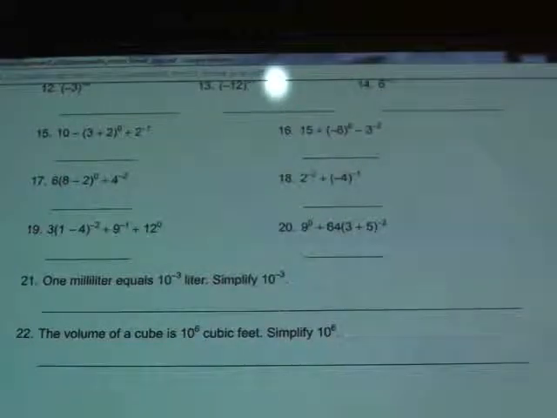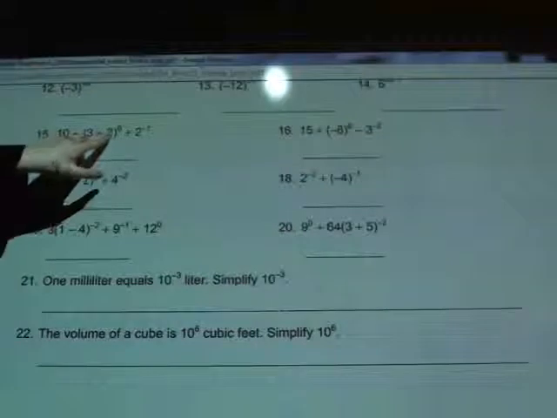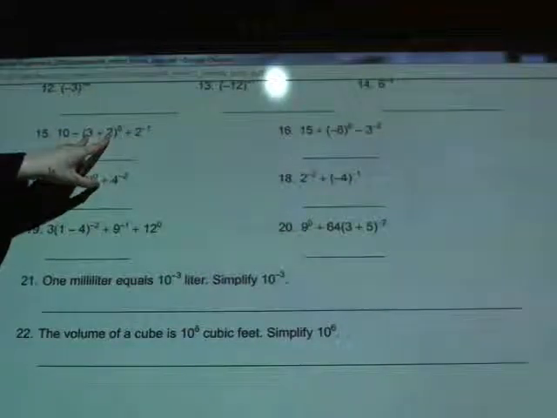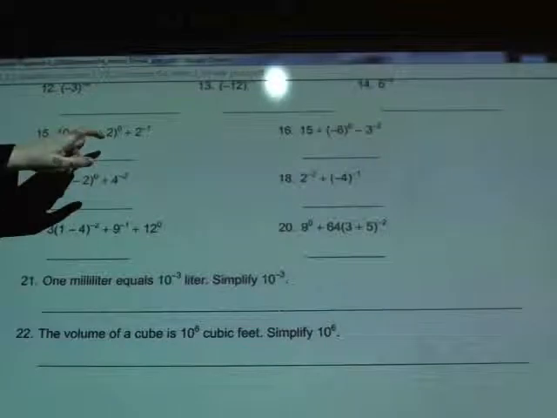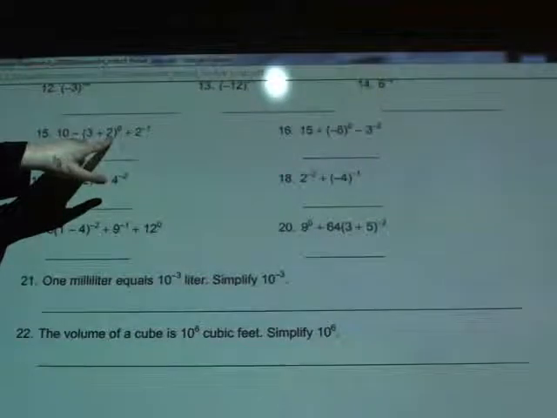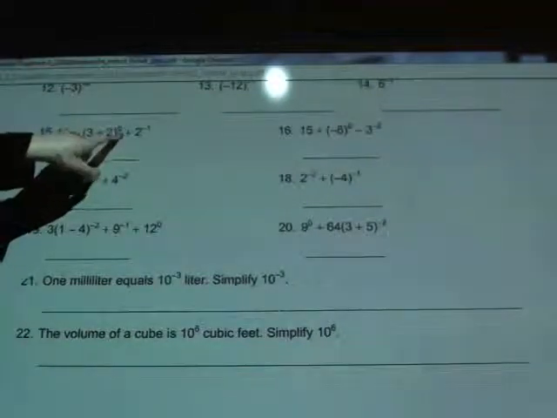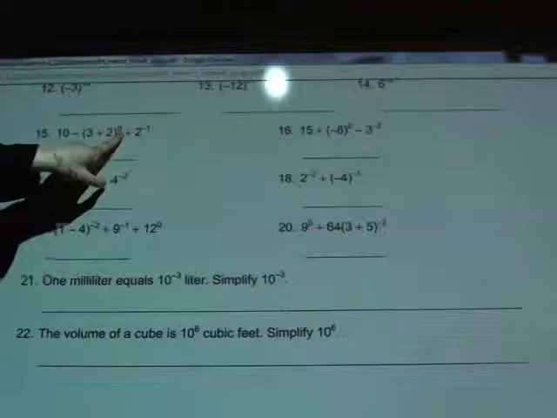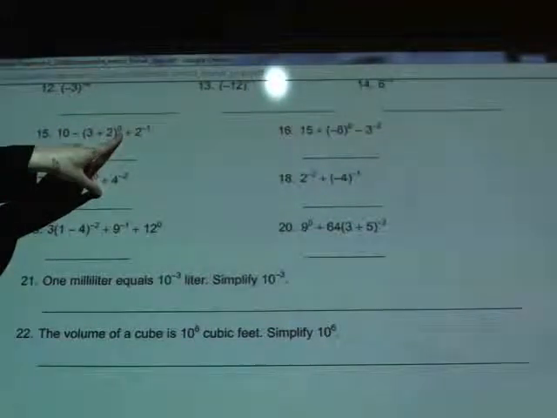Okay, so let's start here with this. All right, because we know if we're talking order of operations, that means we'd have to do parentheses first. Well, this is going to be 3 plus 2, which is going to give me 5. But then it says I'm going to have to do 5 to the 0th power, because I will then simplify that entire set of parentheses.